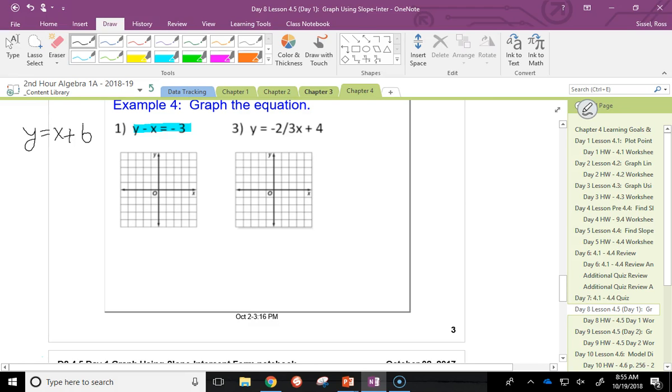I have y minus x equals negative 3. Briggs? Good. Let's add our x. And I will get y equals x plus 3. Can I graph this now? Let's still do our work. What's my slope? If I said y equals x plus 3, what is my slope?